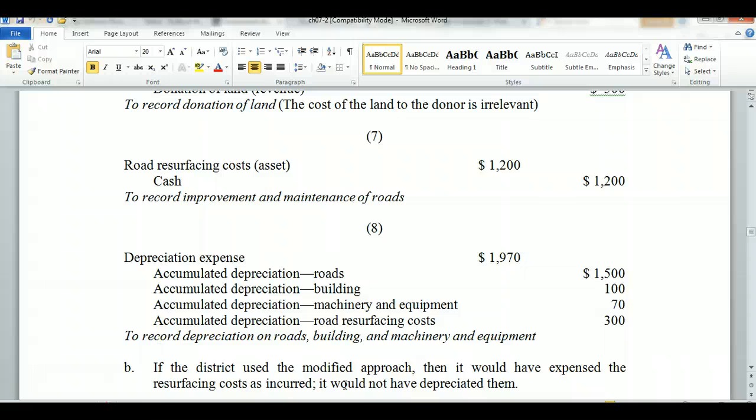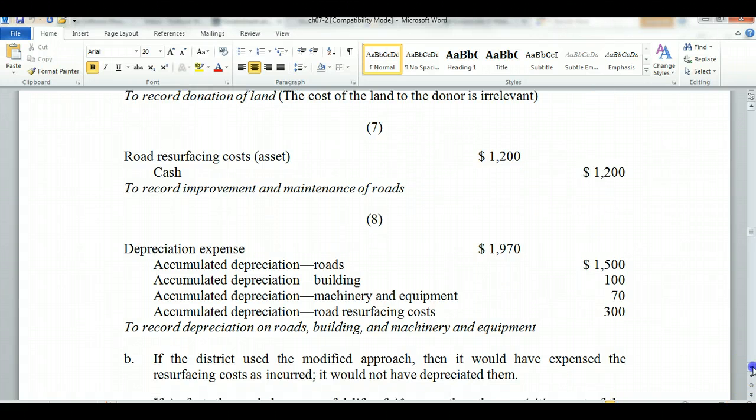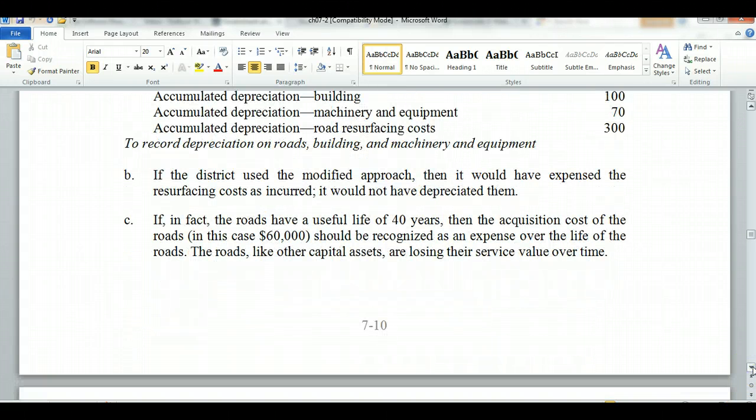And we know with the road resurfacing costs, it tells us to amortize that over 4 years because that road resurfacing will last for 4 years. So we'll take that $1,200 and divide it into 4 years, which gives us $300 each. You can continue on to understand or go through part B and C in this, basically as far as under the modified approach.